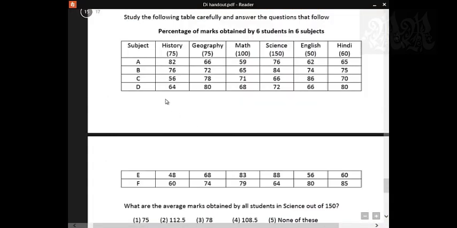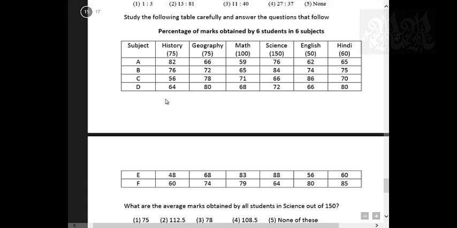Look at it. There is only the one basic thing that you learn right now, which is addition. There's further more to go. Have a look: percentage of marks obtained by 6 students in 6 subjects. There are 6 students, A to F, and 6 subjects: history, geography, and so on.